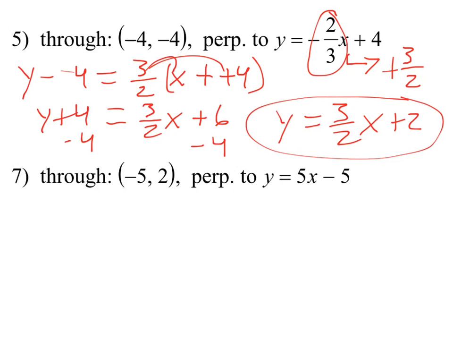Again, we need perpendicular on this next one, so we're going to take 5, get the opposite reciprocal. You're going to turn it upside down and change the sign on it.